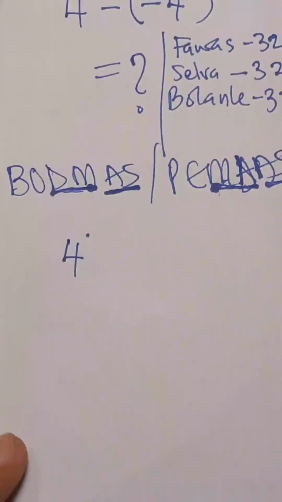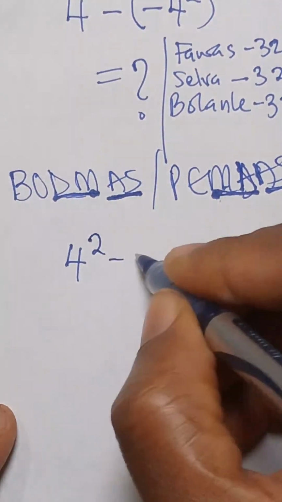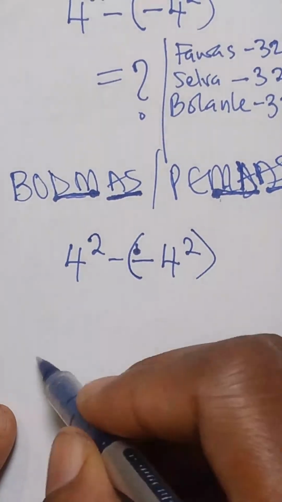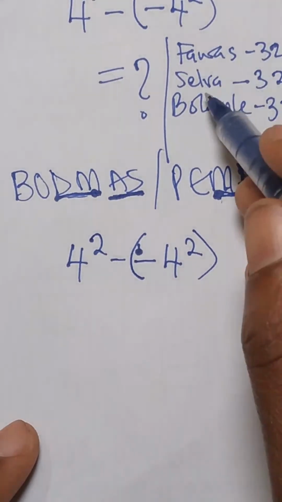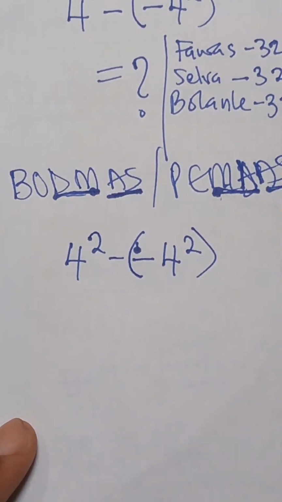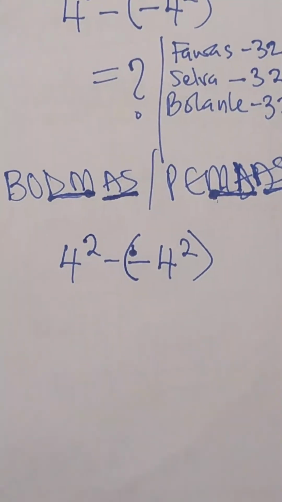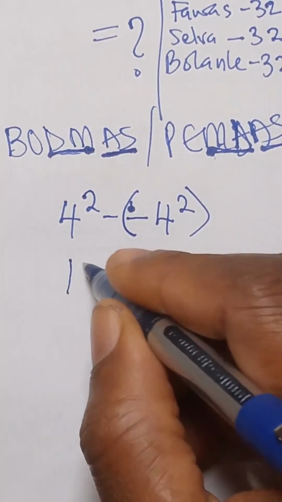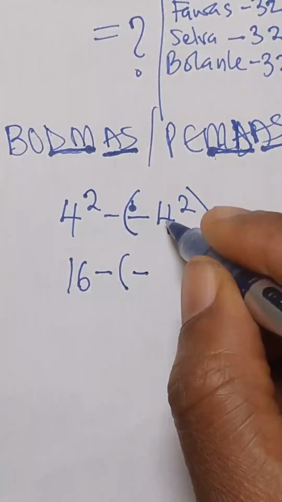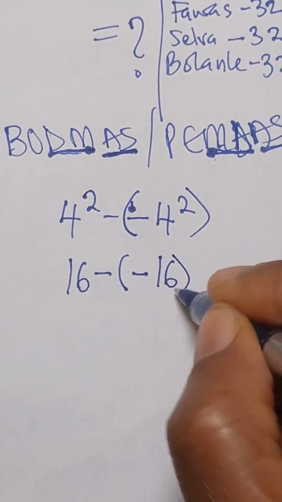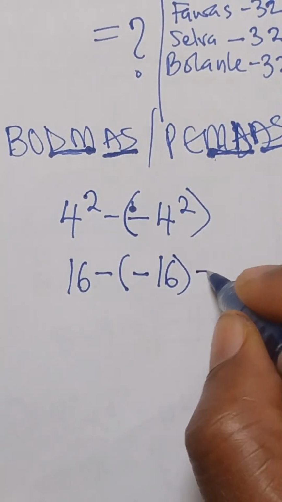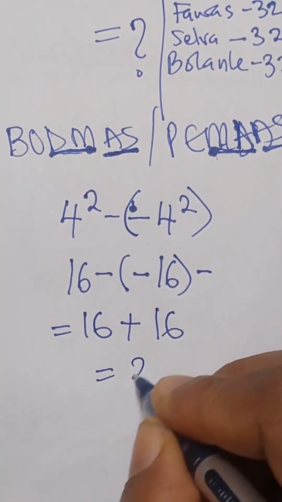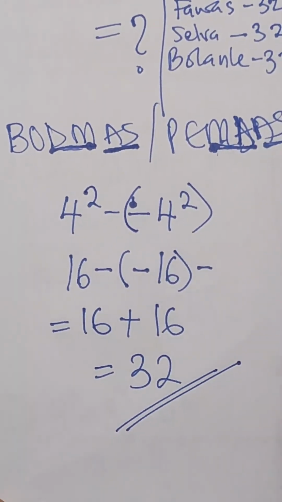So please, our next question is 2 square minus 4 square. Okay. So please, the answers are already dropping. Forward says 32, Selva 32, and Bolanle 32. I need more answers, please. Let me solve this. Okay. So we know 4 square is 16 minus bracket minus 4 square is 16. Okay. And minus is plus. So this is equals to 16 plus 16. And that is 32. Okay. So everybody that solved it got it correctly.